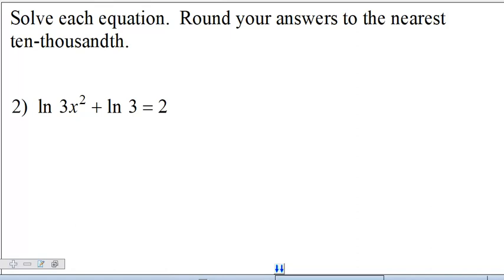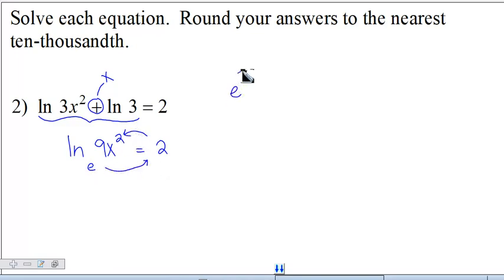Here's another example of this same type of problem. This time when we combine the two logarithms together, they are being added, and therefore I'm going to change this into a multiplication problem. I'll rewrite this as ln, and I'll multiply 3x squared times 3 to get 9x squared. Since I have a single logarithm equal to a number, I'm going to write down that base, which is e, and I'm going to use the loop to solve. e squared is equal to 9x squared.